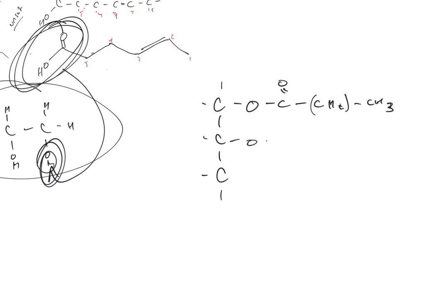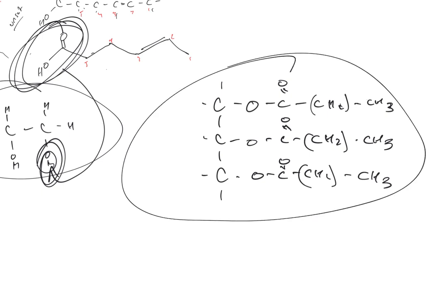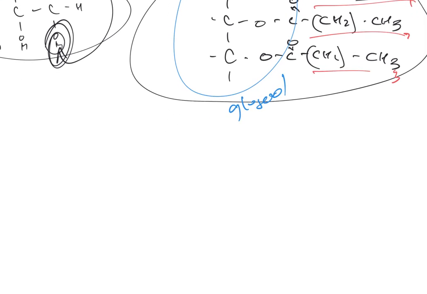So we have an O, CO, CH2, CH3, O, CO, CH2 to a CH3. So as messy as this is, there's your triglyceride. You have three, 1, 2, 3. I have 3 fatty acids. My glycerol molecule is right here. Okay? This is a triglyceride.